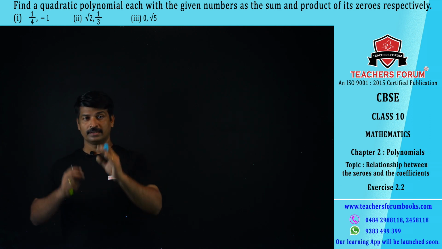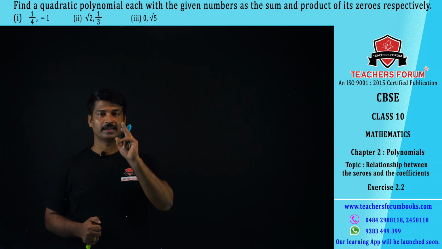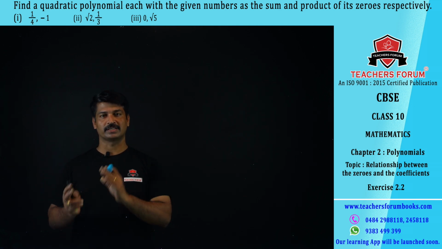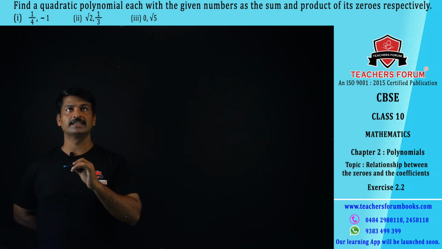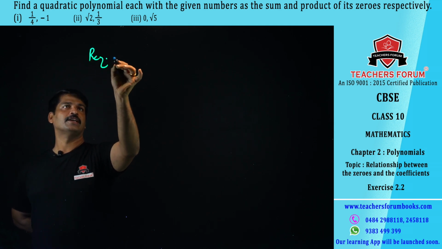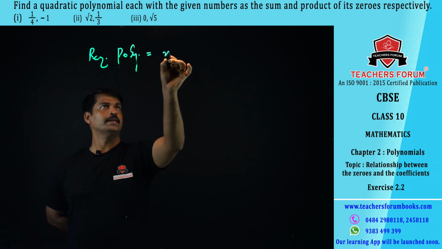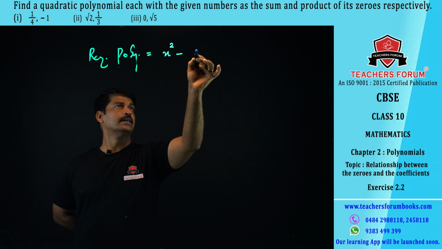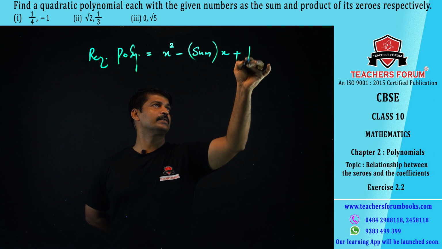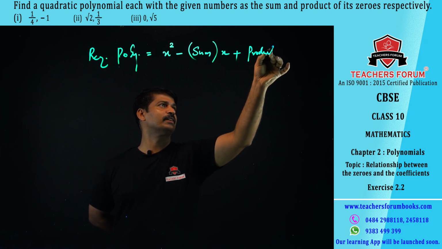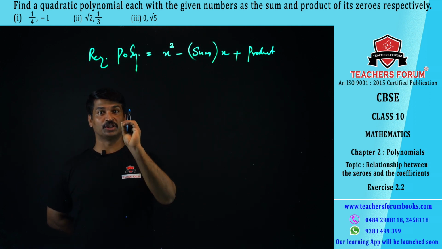Okay. So here the first term will be the sum and the second term will be the product. You have to make a quadratic polynomial using the sum and product of zeros. Now, if you know the sum and product, the required polynomial you can find out by using the formula. Required polynomial is equal to x square minus sum of zeros into x plus product of zeros. Okay, this is the formula to make a quadratic polynomial if you know the zeros.